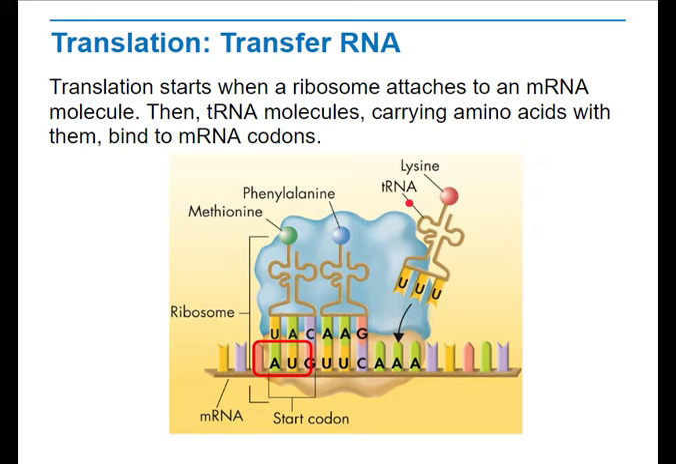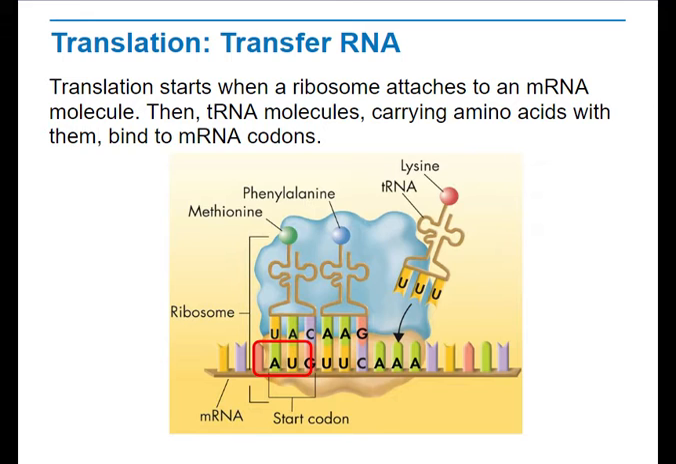tRNA molecules carry the amino acids to the mRNA. The tRNA molecules have anticodons on one side and amino acids on the other side. This fact is really important because the anticodon on the tRNA matches up to the codon on the mRNA, and whichever amino acid is attached to that tRNA on the other side is the amino acid that gets added to the polypeptide chain.